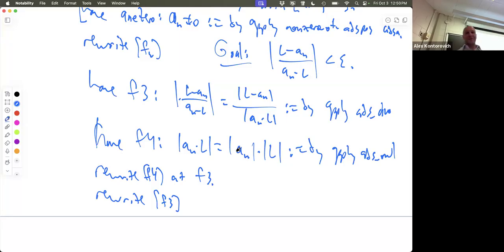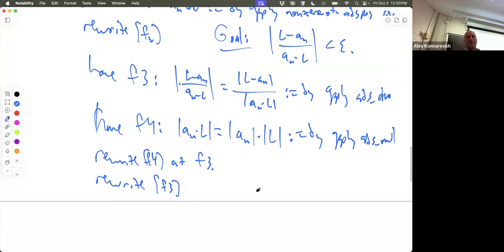Does that make sense? So if I rewrite F3, what's the new goal? So F4 got rewritten at F3. F3 used to say this. The denominator got changed to this. And now here's the whole thing, Jeffrey. Perfect. Okay, that's our goal right now.